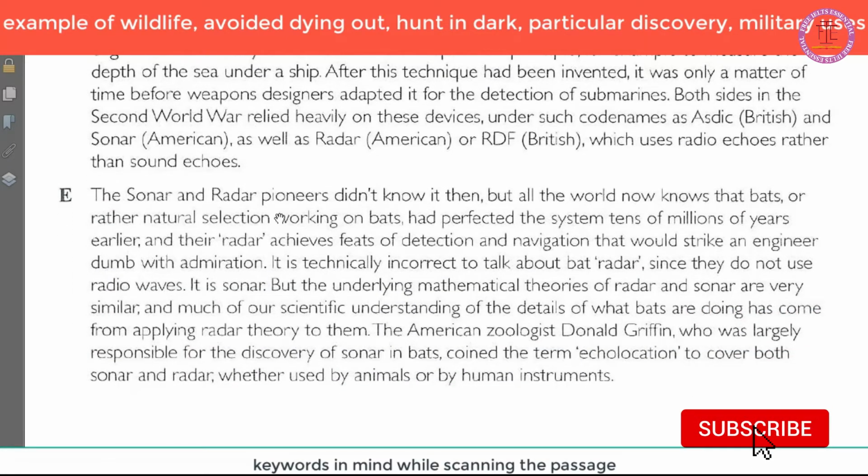So the sonar and the radar pioneers did not know it then, but all the world now knows that the bats, or rather natural selection working on bats, had perfected the system tens of millions of years earlier, and their radar achieves feats of detection and navigation that would strike an engineer dumb with admiration. It is technically incorrect to talk about bat radar, since they don't use radio waves. So it is sonar, but the underlying mathematical theories of radar and sonar are the same. So okay, it's about the theories.